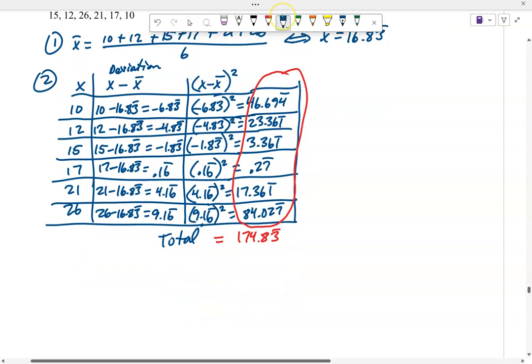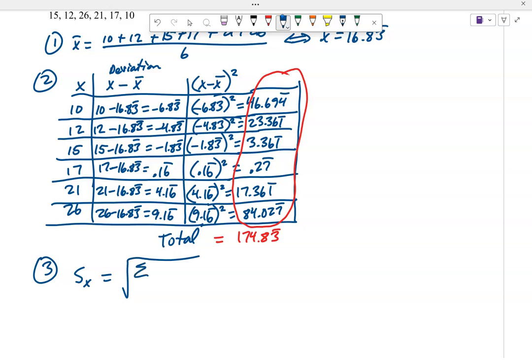Now let's go back to what are we trying to find? We're trying to find our sample deviation, which is the square root of the sum of x minus x bar squared over n minus 1. So that would be the square root of that 174.83 over n. How many data points do we have? How many numbers did we have at the beginning? We have 6, 10, 12, 15, 17, 21, 26. We have 6 of those. So divide it by 5.